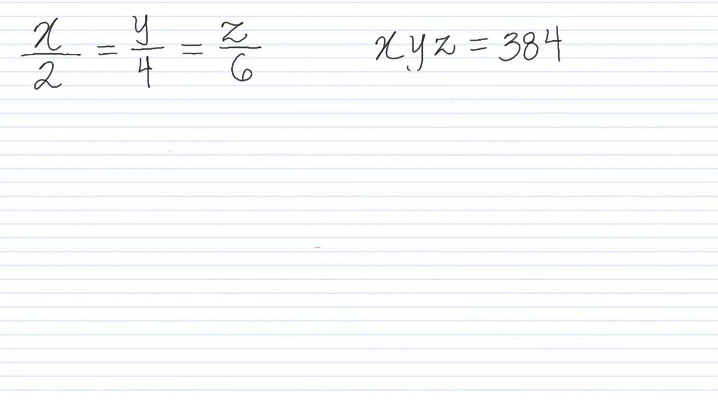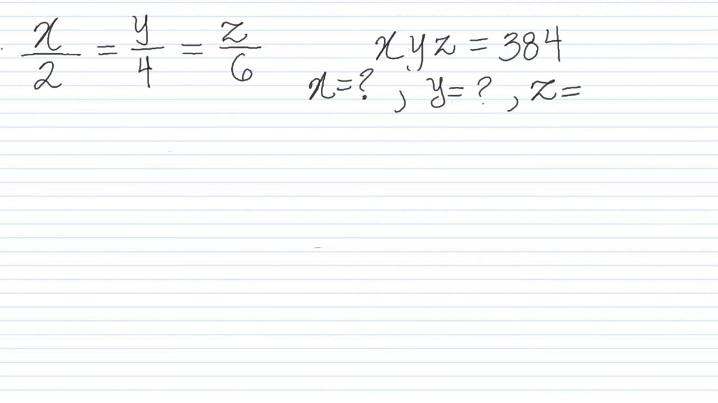So we have a question: x over 2 equals y over 4 equals z over 6. And whenever you have a question that looks like this, and that's just the first part of the question, then you have x, y, z equals 384. Well, what this question requires us to do is to solve for x.